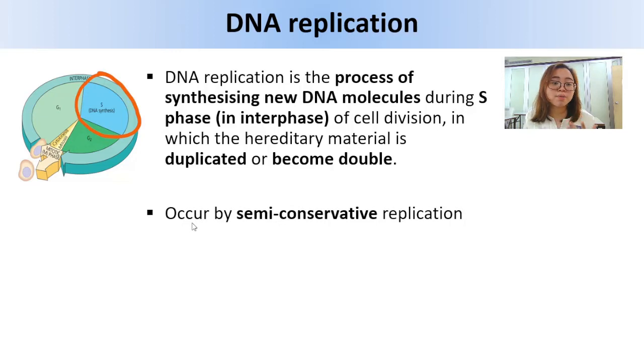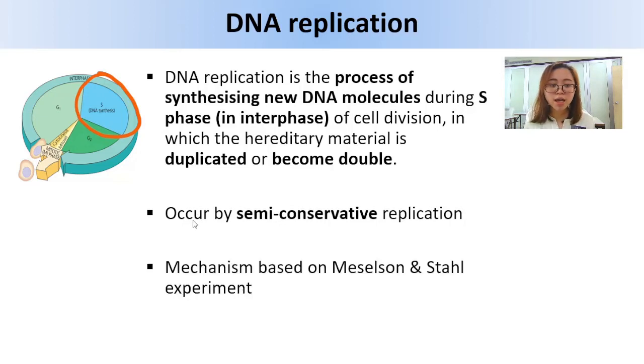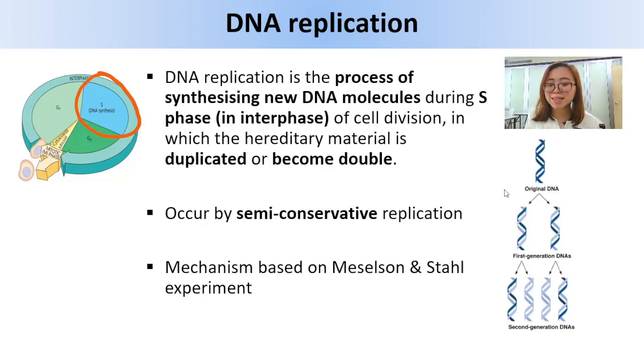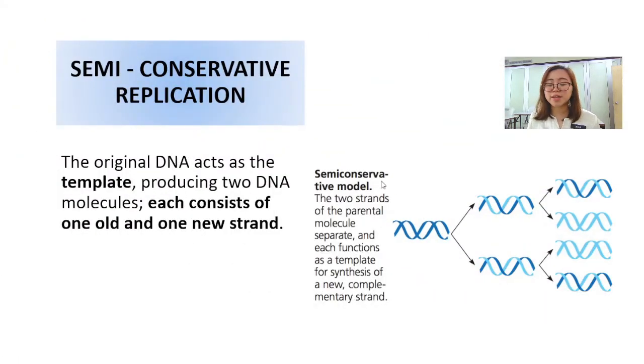Okay, so it will occur by semi-conservative replication, and it is a mechanism that is based on Meselson and Stahl's experiment. So these are two scientists who confirmed this theory. The semi-conservative replication says that one strand of DNA will produce two strands of DNA that is half new, half old strand, and so on. So this is the semi-conservative replication model.